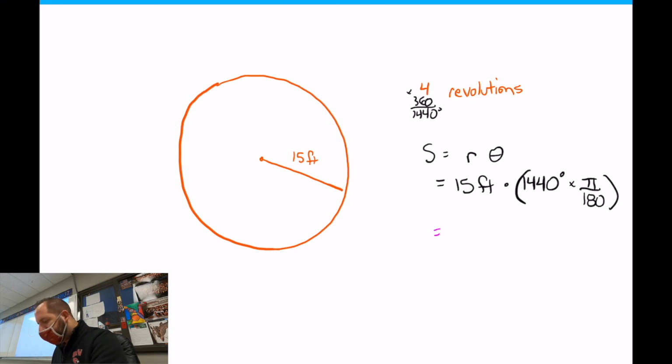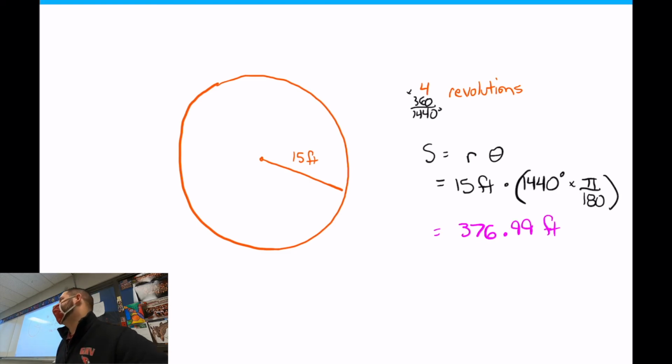I'm traveling 376.99 feet. Pretty big distance. Okay. So it's nearly a 1/10 of a mile. It's a pretty big number. A lot of people just don't understand the distance involved there. Just shy of 1/10 of a mile.